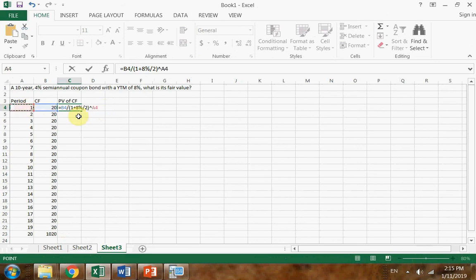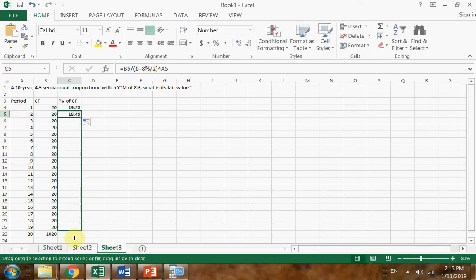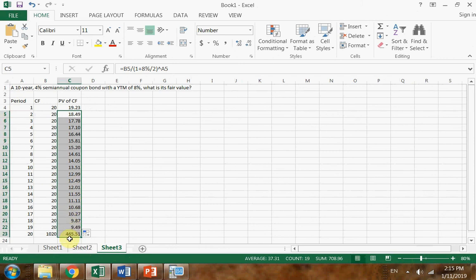Period 1, so $20 would be discounted to 19.23. And the second $20, you apply the same discount rate, which is 4% for a 6-month period, raised to the power of 2. That's 18.49. And then you just drag it all the way down to see the discounted value for all the other cash flows.